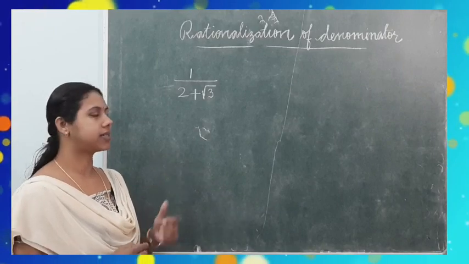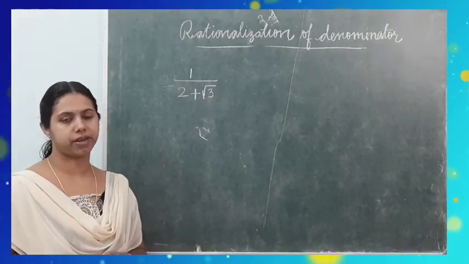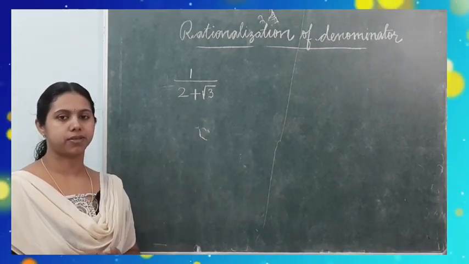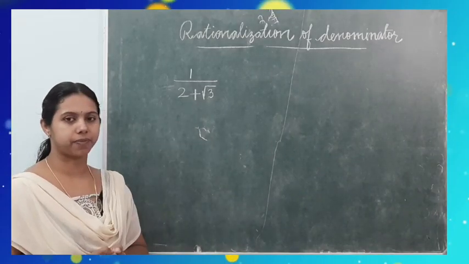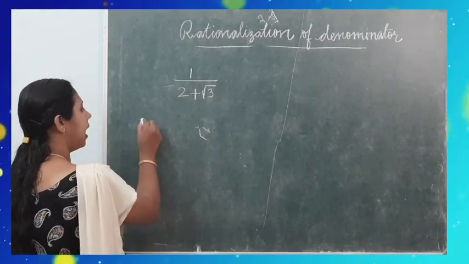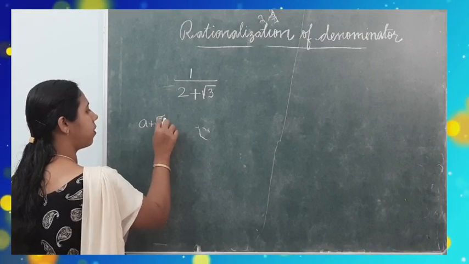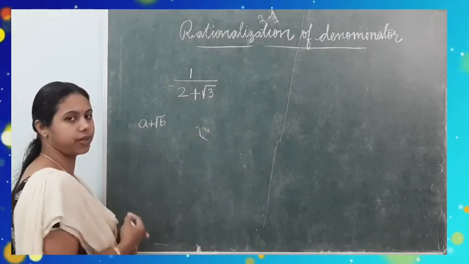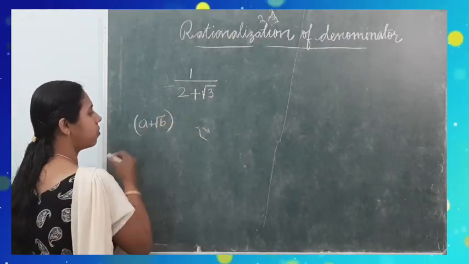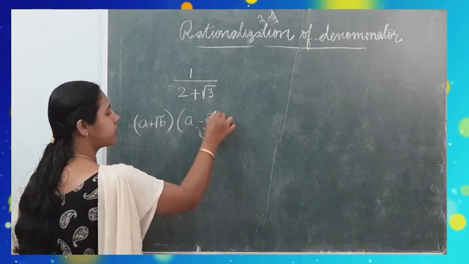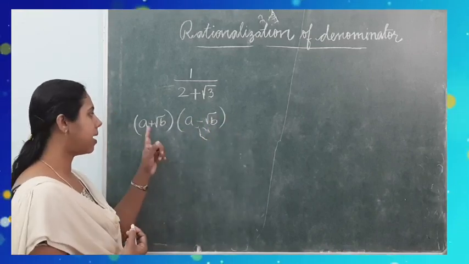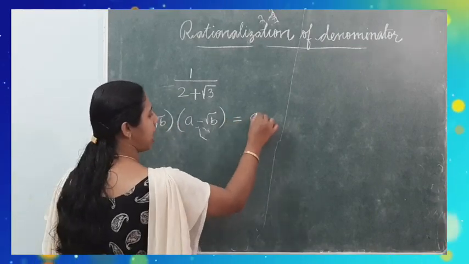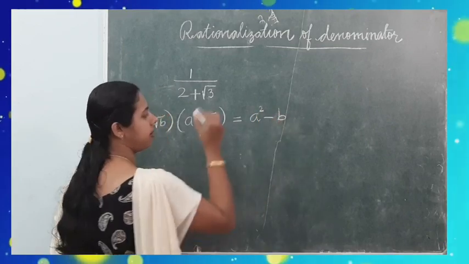Now consider this number 1 by 2 plus root 3. Here 2 plus root 3 is an irrational number. So we want to rationalize the denominator. We know that it is in the form of a plus root b. Here a is equal to 2, b is equal to 3. So a plus root b into a minus root b. We know the identity: a plus root b into a minus root b is equal to a square minus b.